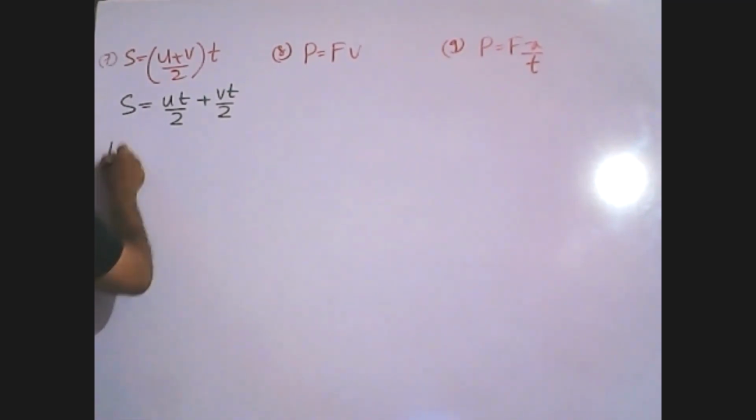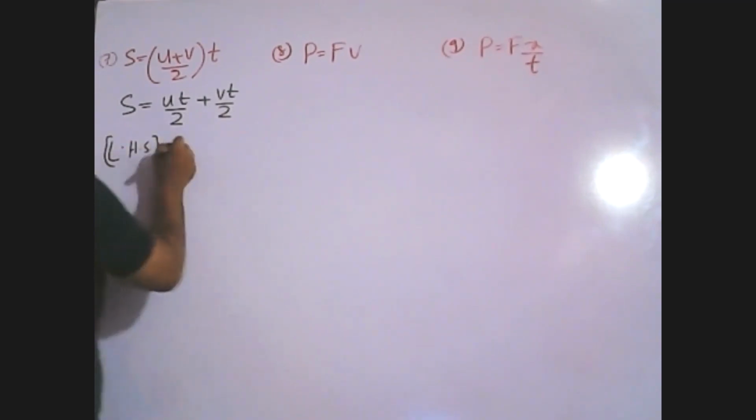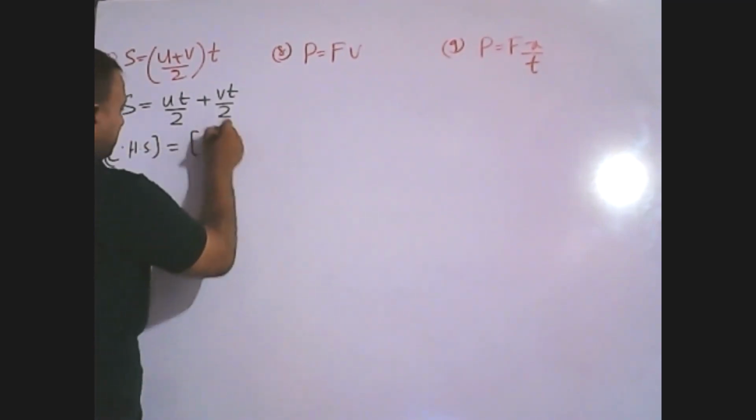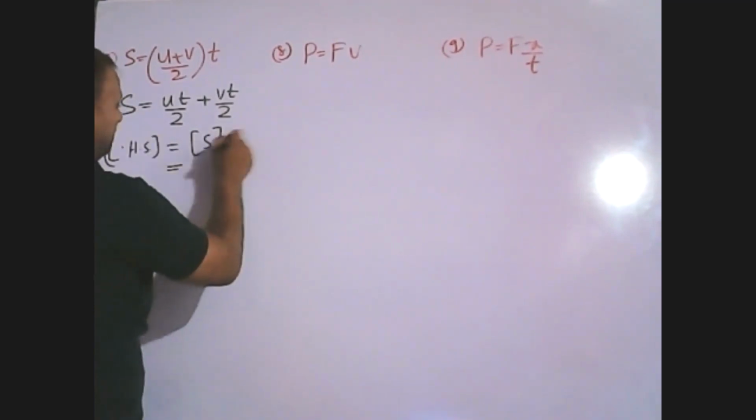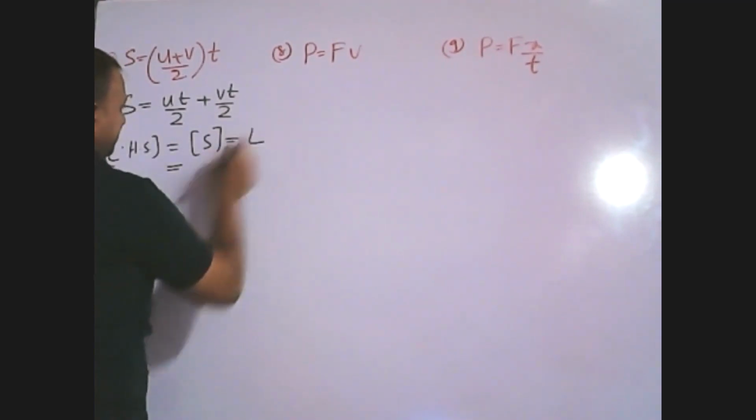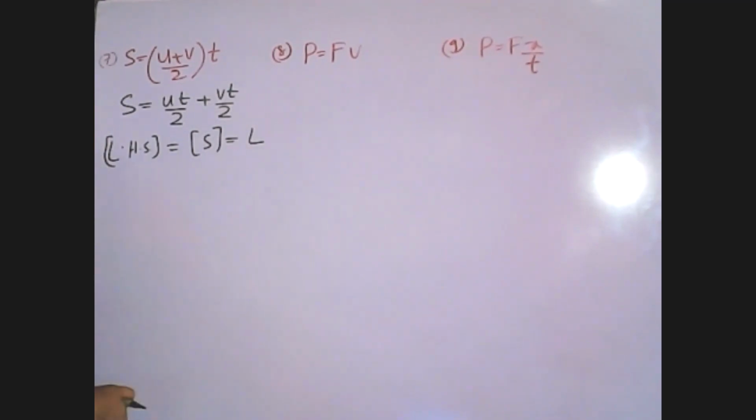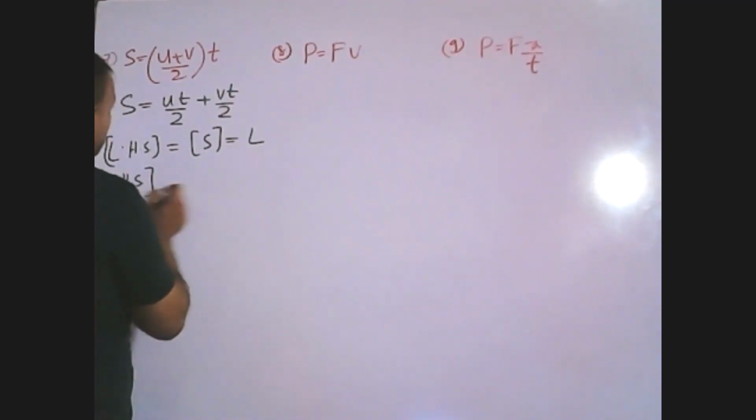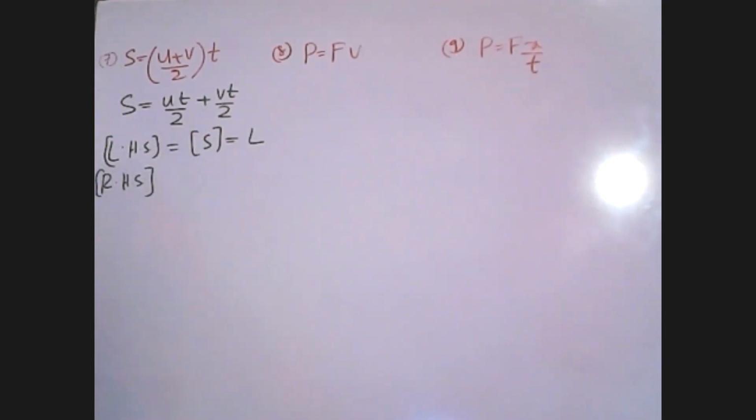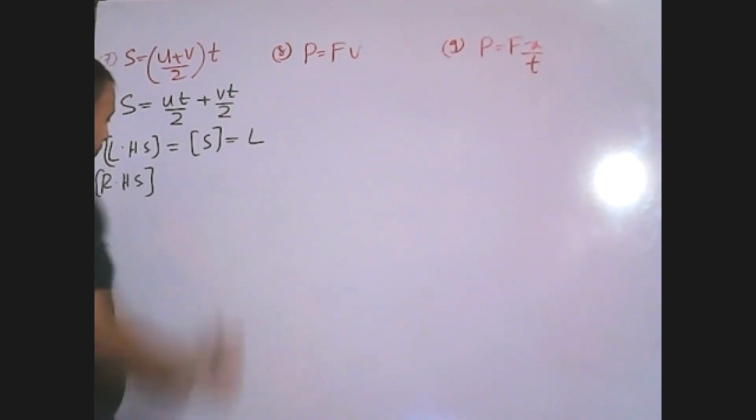Then the dimension of LHS. Dimension of LHS equals dimension of S. S means it is a length. Then the dimension of RHS. There are two terms. One is Vt over 2. The other one is Ut over 2.